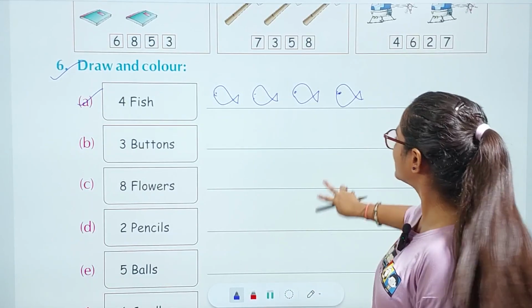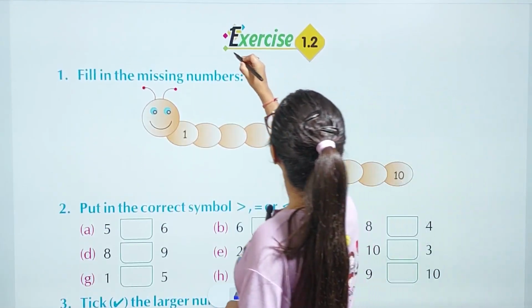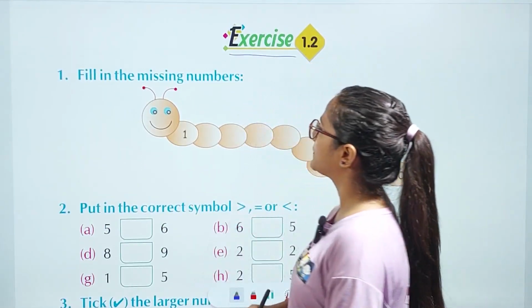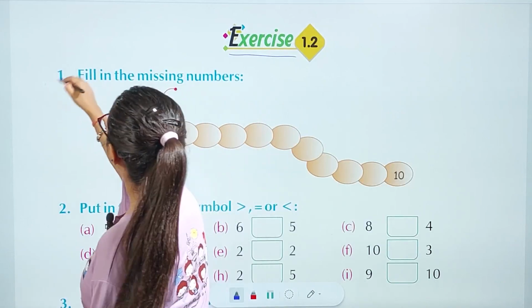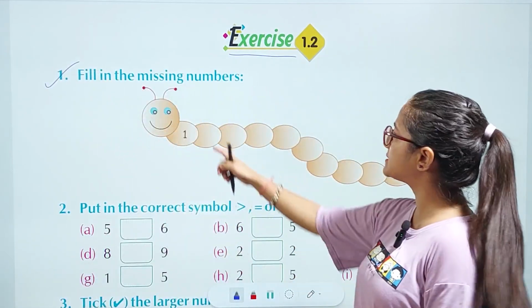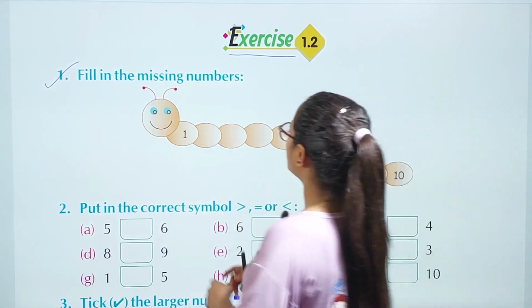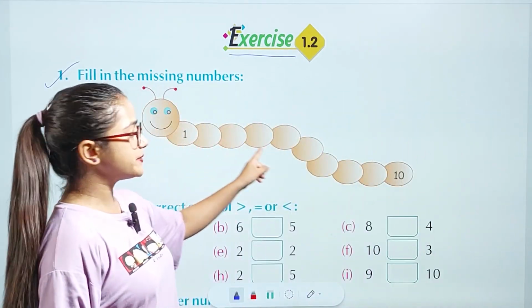Okay, now students, let's move into the next exercise, exercise 1.2. In this, the first question given is, fill in the missing number. You have to fill the missing number. You can see a long caterpillar. Okay, so you have to fill the numbers in the caterpillar's body.